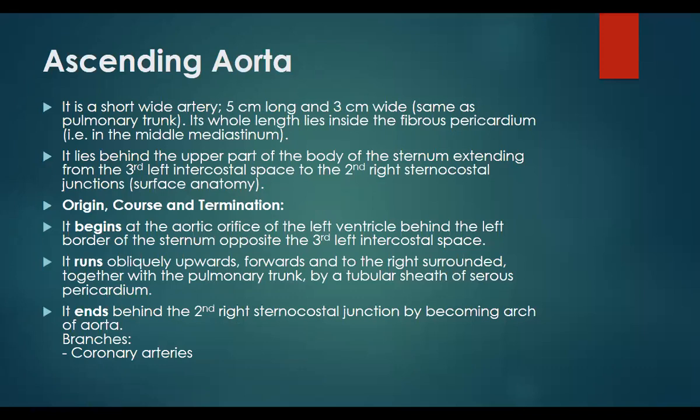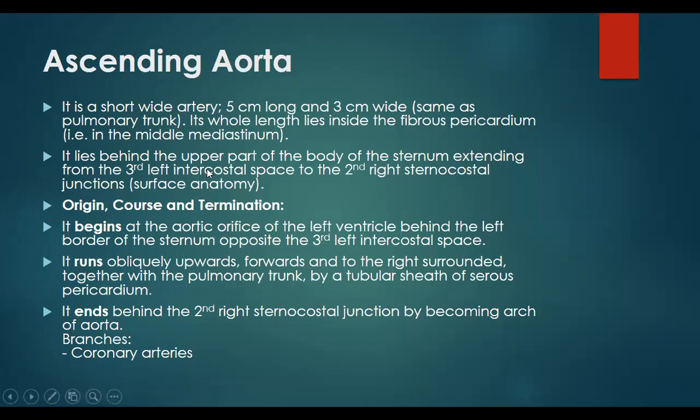So the ascending aorta is a short, wide artery, 5 centimeters long and 3 centimeters wide. Just like the pulmonary trunk, it is of the same size. So the pulmonary trunk and the ascending aorta are of the same size, 5 centimeters long and 3 centimeters wide. Its whole length lies inside the fibrous pericardium. Just like the pulmonary trunk, this is also covered by the fibrous pericardium. Because it is covered by fibrous pericardium, it is present within the middle mediastinum.